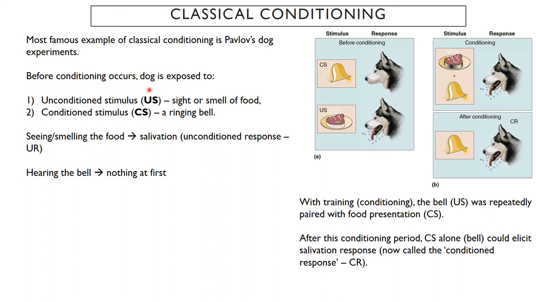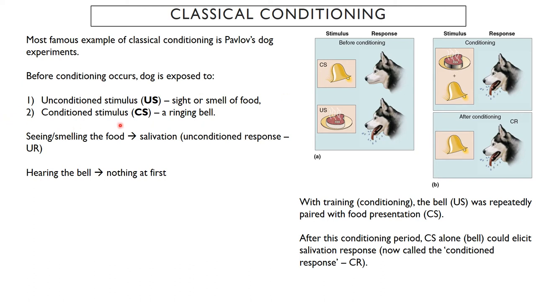Before any conditioning occurs, a dog is exposed to two stimuli. One is an unconditioned stimulus, and in this case, it is the sight or smell of food. So that's the US, the unconditioned stimulus. It's a big old steak. It smells good and looks good. Dogs know this, and they start to salivate. It's called an unconditioned stimulus because this stimulus by itself can induce a change in the animal. It's inducing some sort of response. They're driven to want to get to this.